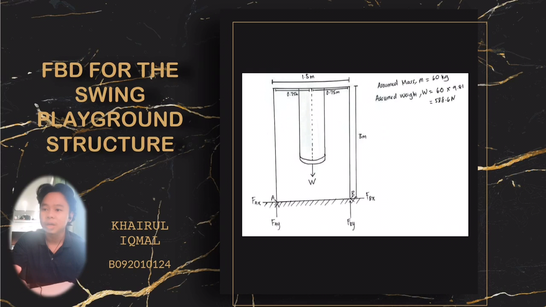You can see we assume that the mass is equal to 60 kg. So we calculate the weight, just multiply with gravity, and we got 588.6 Newton. The total length of the swing bar is 1.5 meter. So in the center of the weight, we divide it into 2 parts, which is 0.75 meter.